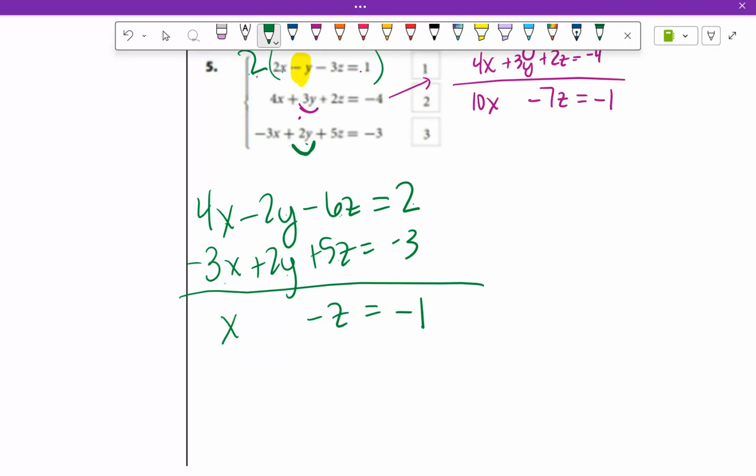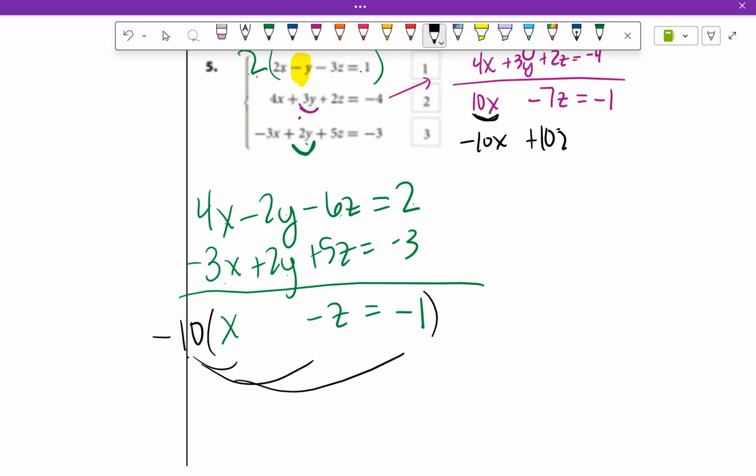I'm going to use the elimination method. It doesn't matter what I'm going to eliminate. I'm going to choose to eliminate x. So since I have to get it up to a 10, I'm going to multiply this by -10. And I'm going to cheat and just write it right underneath here, rather than rewriting that magenta equation. So that would give me -10x. -10 times -z is positive 10z. And -10 times -1 is positive 10.